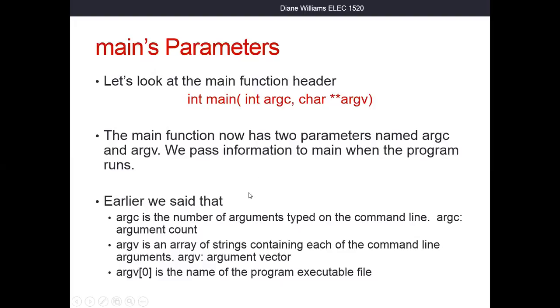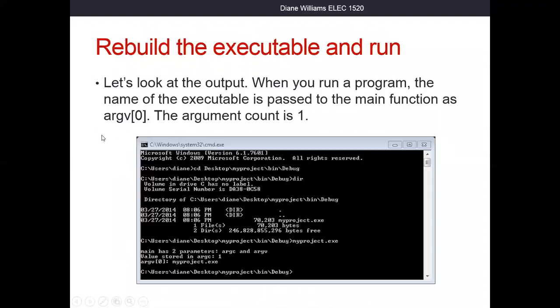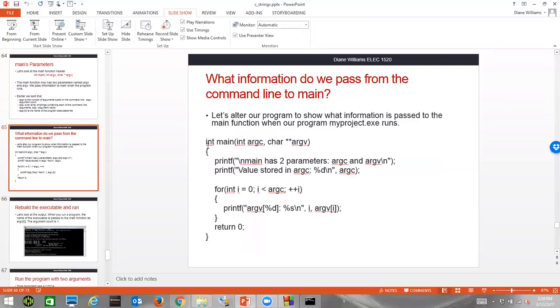Argc is going to be the count of arguments. Argv is going to be an array of strings containing each of the command line arguments. Argv at index 0 will be the name of the executable file. We're going to have a simple program that prints out how many parameters we have and the values stored in each one. I gave this to you in a program called command line example 1 as well.